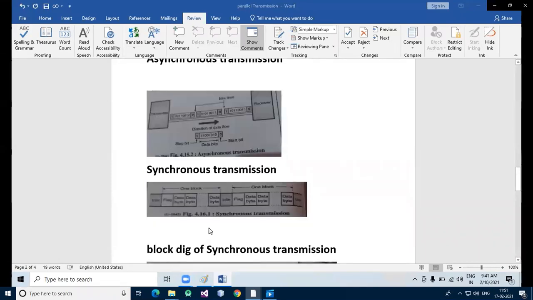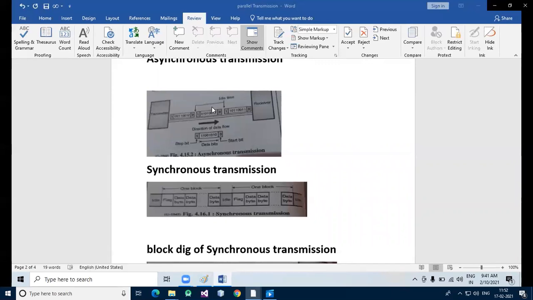Then the block diagram of asynchronous transmission. Start bits are 0, stop bits are 1. You can see this figure. In this figure, that is an asynchronous transmission. The use of start and stop bits and gaps, idle time between adjacent data units, will make the asynchronous transmission slow. This is the major disadvantage of using the start and stop bits.